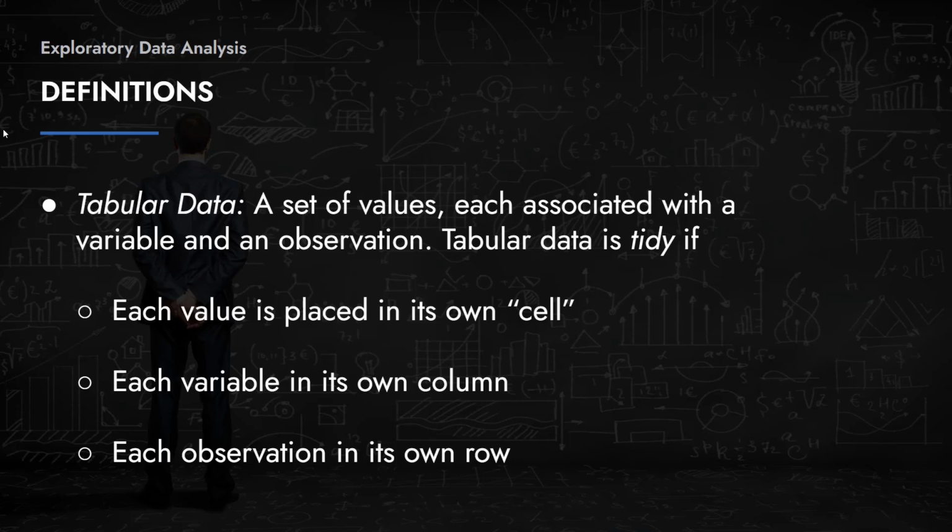So tabular data refers to a set of values, each associated with a variable and an observation. So tabular data is any type of data that you've probably seen in spreadsheets and Excel or Google Sheets or whatever. But in our case, we want the data to be tidy. And we've covered this topic before, but I'm going over it again because this is really important. You want your tabular data to be tidy if you want to be able to do proper analysis on it. And it's tidy only when each value is placed in its own cell and not spread out across other cells. And each variable has its own column.